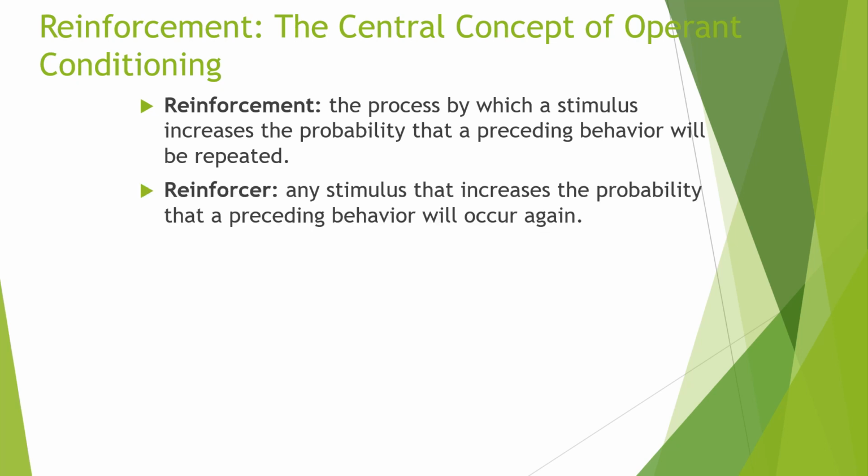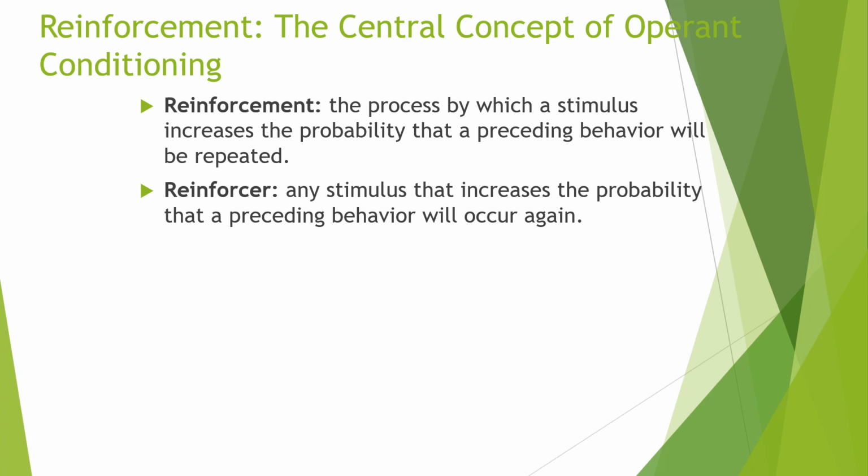The reinforcer is any stimulus that increases the probability that the preceding behavior will occur again. So the reinforcer in the problem box or puzzle box was the door being lifted and the cat getting a treat. The reinforcer in the Skinner box is that a food pellet comes down and they get to eat.